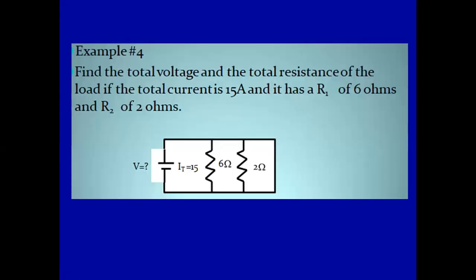Find the total voltage and total resistance of the load if the total current is 15 amperes and it has a resistor R1 of 6 ohms and R2 of 2 ohms. So if we're going to base on the diagram here, we are given with this parallel circuit, your IT is equal to 15 amperes and your first resistor as 6 ohms and your second resistor as 2 ohms. So we're going to determine your total voltage and total resistance.